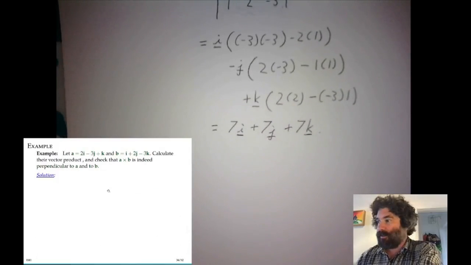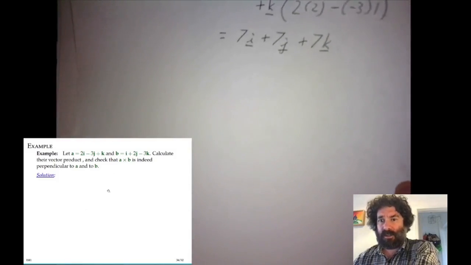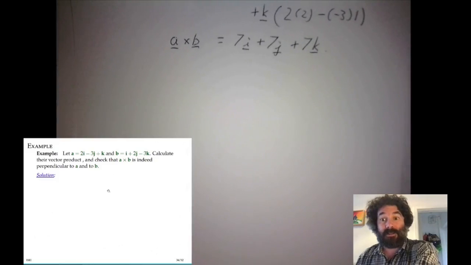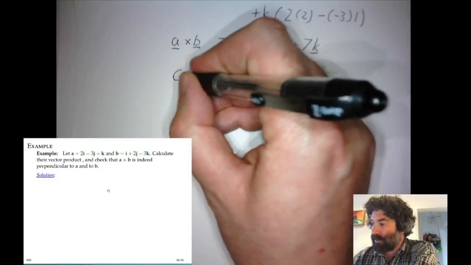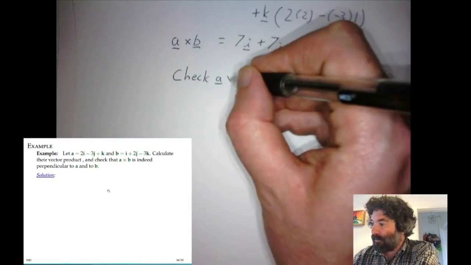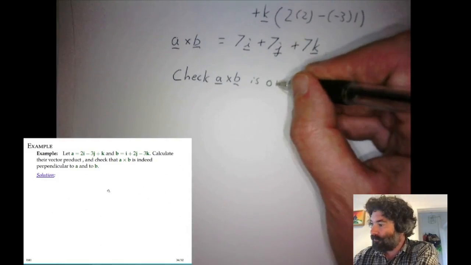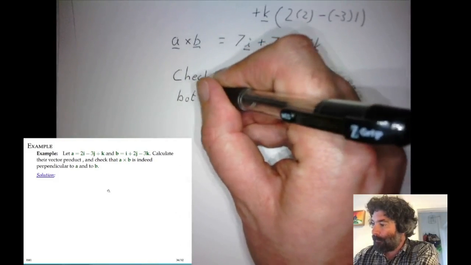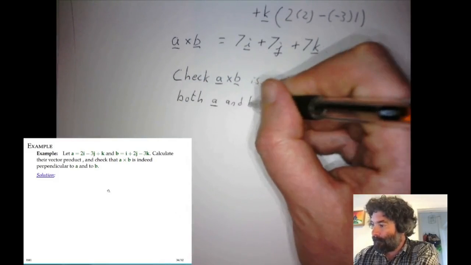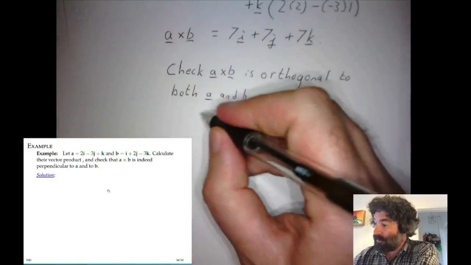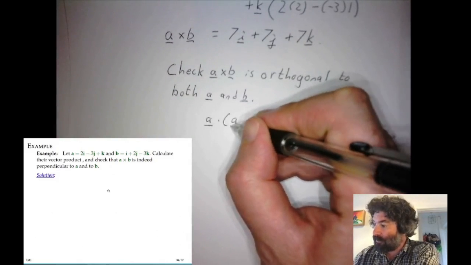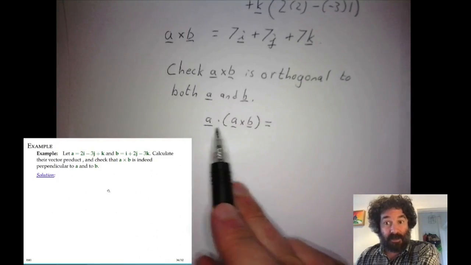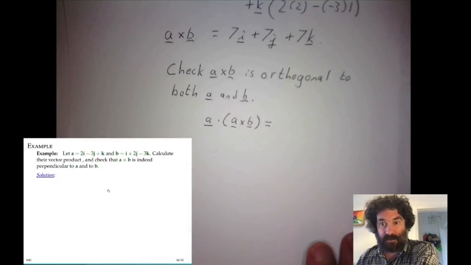and B. So let's do that as well. So in order to check that this cross product is orthogonal to A and B, we take the dot product of this cross product with either A or B. So check A cross B is orthogonal to both A and B. First, let's take the dot product of A with A cross B. So remember that these vectors A and A cross B are orthogonal exactly when the dot product is 0.